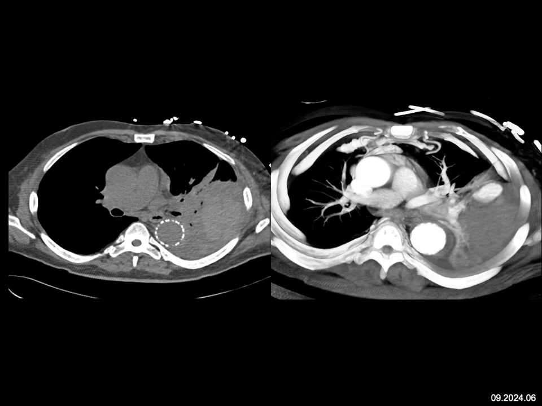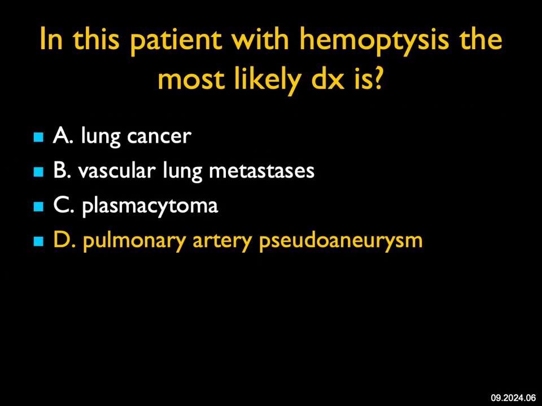It's not a plasmacytoma, obviously. It's a pulmonary artery pseudoaneurysm. Pulmonary artery pseudoaneurysms are rare. They can be due to drug abuse. They can be due to stab wounds. They can be post-operative in nature.